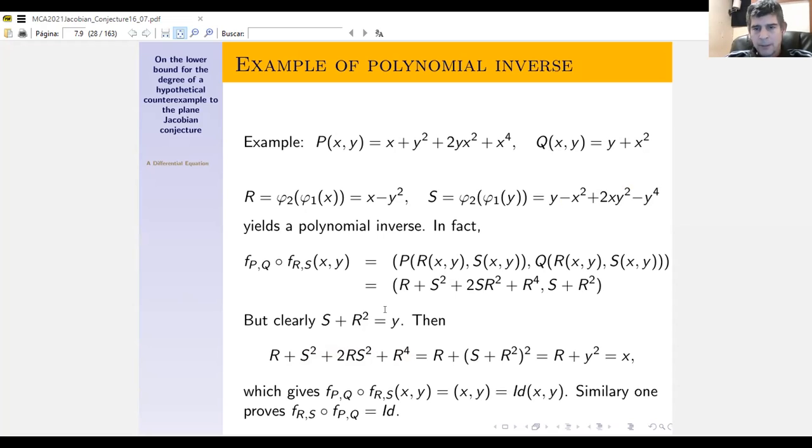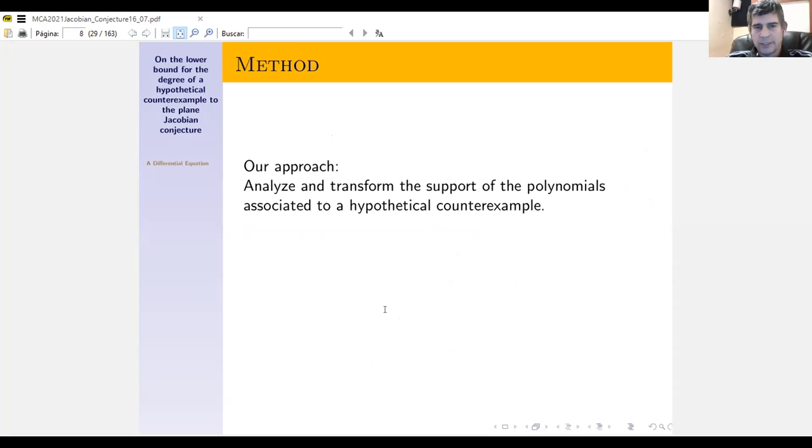Similarly, one can prove that the composition of F R S and F P Q is the identity. So this is the basis of our method. Our approach is to analyze and transform the support of the polynomials associated to a hypothetical counterexample.